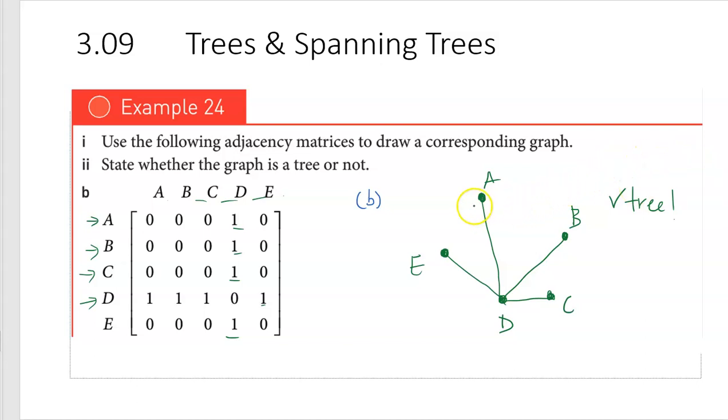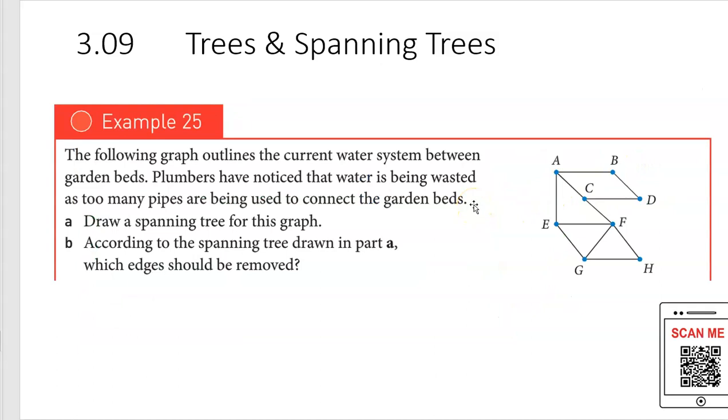Next, let's continue to the last example, example 25. Based on this question, the outline is the current water system between the garden beds. The plumber has noticed that the water is being wasted, and so on. You're asked to draw a spanning tree for this graph. When you're asked to draw a spanning tree, that means you're asked to draw a subgraph. Because this is a tree, when you draw a subgraph, there's another name for it, the so-called spanning tree.